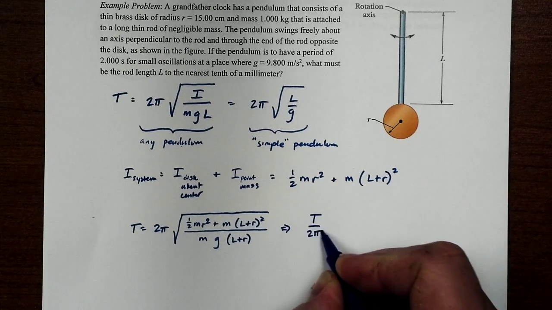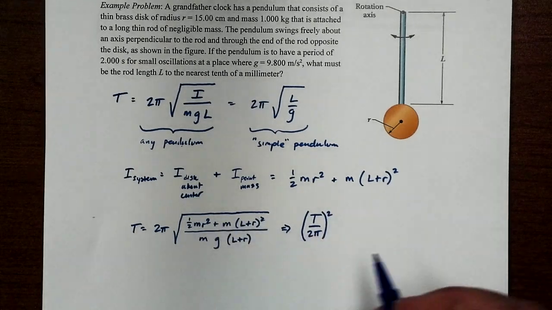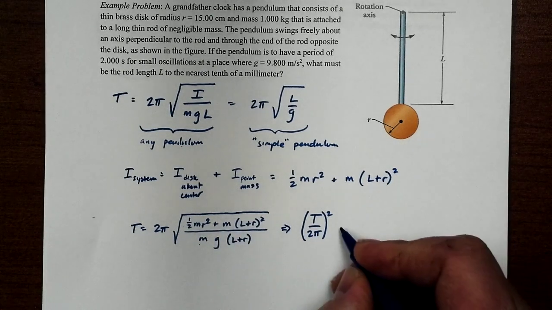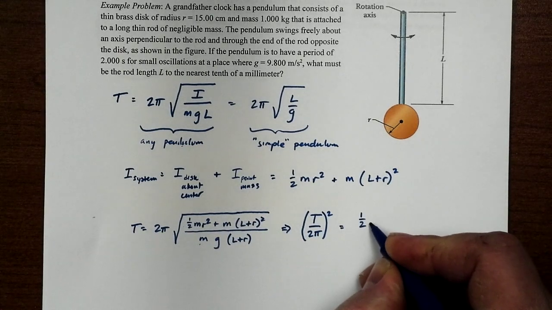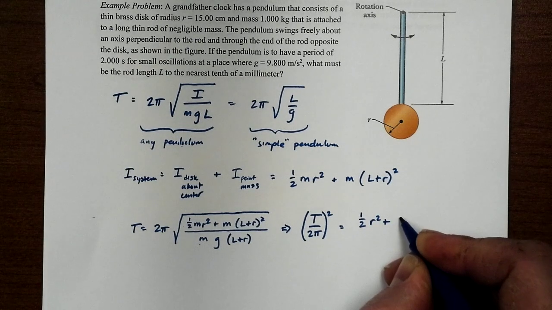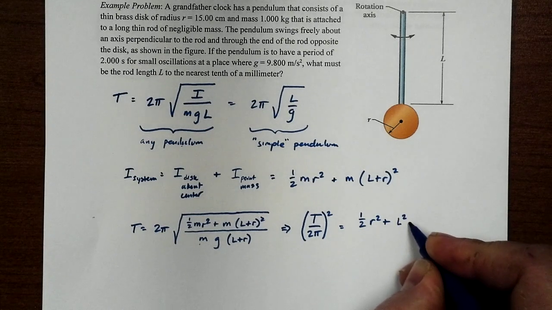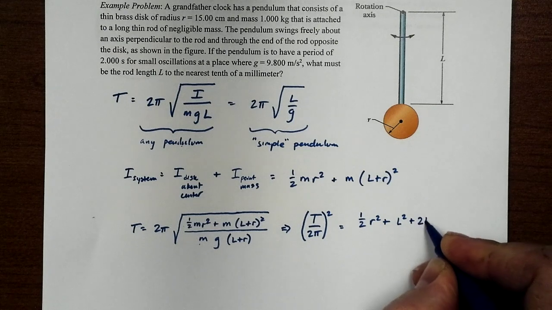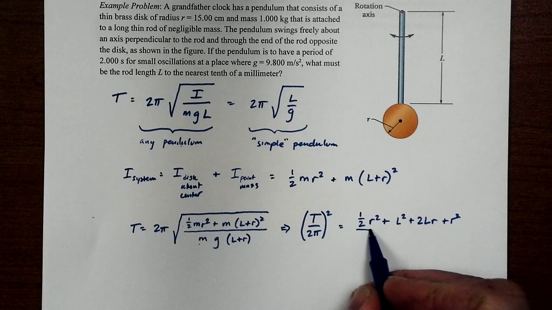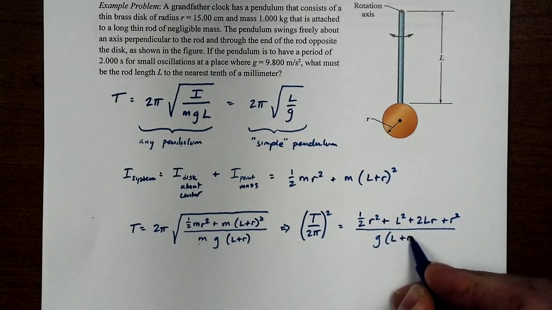T over 2 pi, and I'm going to go ahead and square that, and then this stuff is taken out of that square root. In addition, these masses are all going to cancel, right? So I can write this as 1/2 r squared plus, let's see, (L plus r) squared. That's L squared plus 2Lr plus r squared, if we expand that, over g times (L plus r).